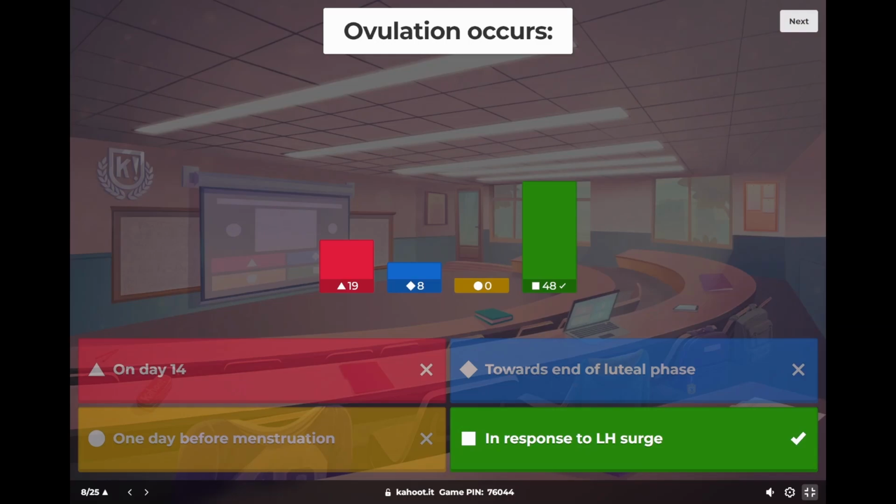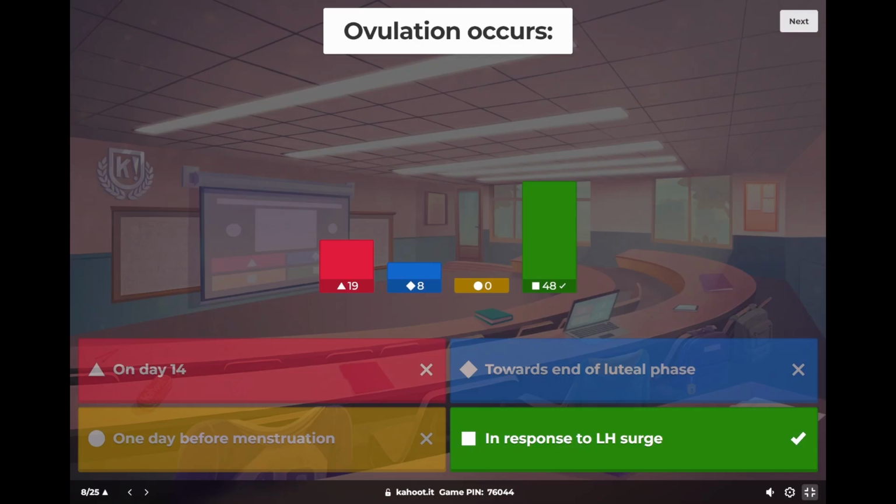Okay, day 14 is a generalization. On average, in a 28-day cycle, ovulation does occur at day 14. However, it can happen anywhere between days 11 to 16 or 17, in that little window. We don't know for sure, but you can use ovulation test kits, and they'll tell you exactly when you're starting to ovulate.